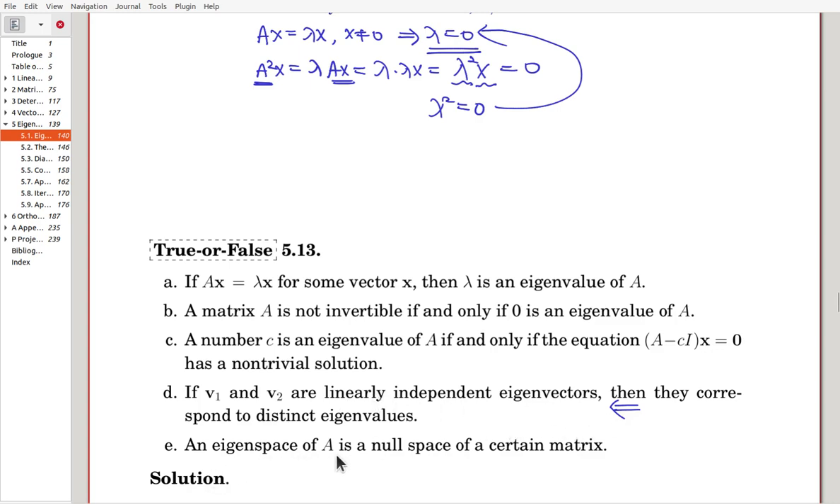An eigenspace of A is a null space of a certain matrix. Is it true? Yeah, it must be true. The eigenspace of A for an eigenvalue lambda is the same as the null space of A minus lambda I. So the final statement is true.